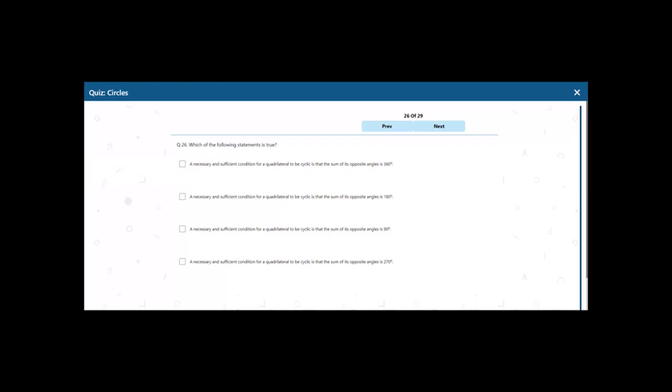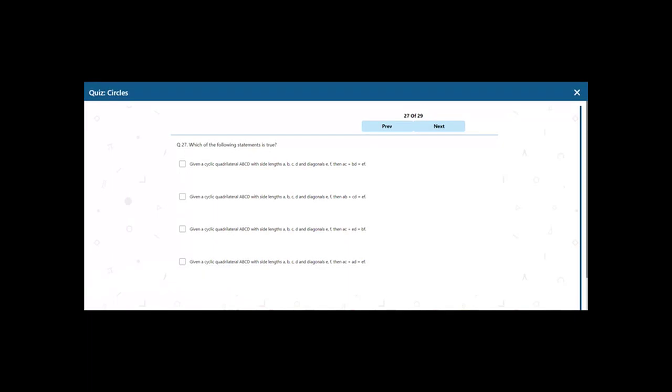Which of the following options? Second option. A necessary and sufficient condition for a quadrilateral to be cyclic is that the sum is 180. Anybody can answer. Which is true? They have asked us which is the true statement.